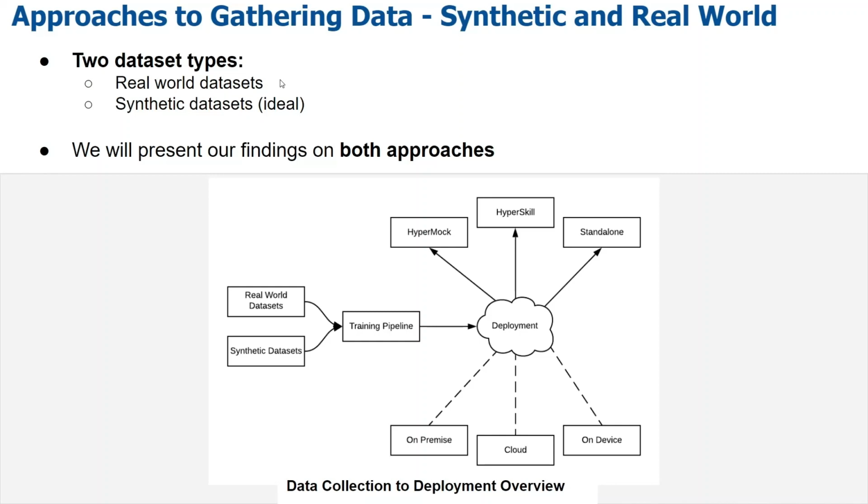Thank you, Raj. We'll start first with data collection and its effect on training neural net models. There are two dataset types in our approach: real-world datasets, which is video and images captured in the real world, and synthetic datasets, which is video and images generated from a virtual environment or simulation. The ideal process would use synthetic data to reduce the capture and labeling efforts associated with real-world data. In the next slide, we'll see how the real-world dataset fits into our neural net training pipeline.